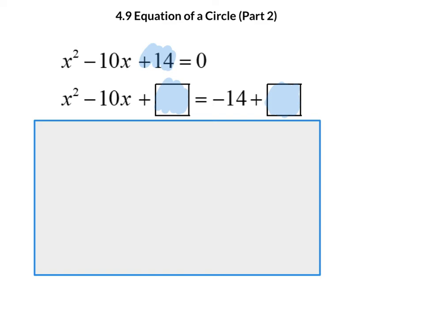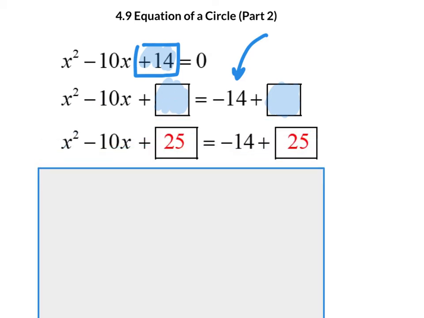So a couple of things you'll notice that I did. One, I got the 14 out of the way. Over here it was plus 14. I moved it to the other side so I could put my perfect number in. And so that's why it's negative 14. And now I'm looking for what number goes here. Now you know this, right? Half of this is negative 5. Negative 5 squared happens to be 25. So I'm going to drop the 25 right where I want it. There it is, right in its spot.